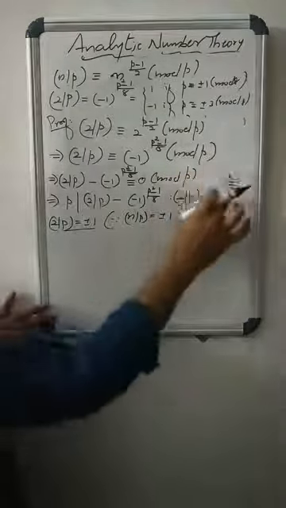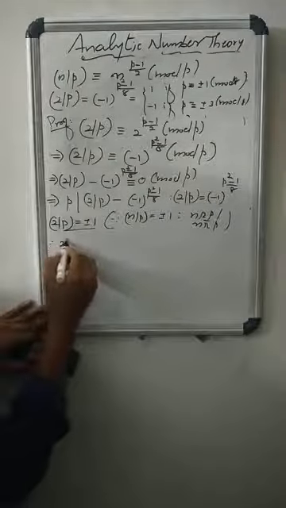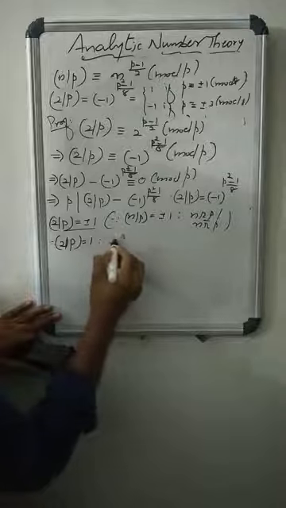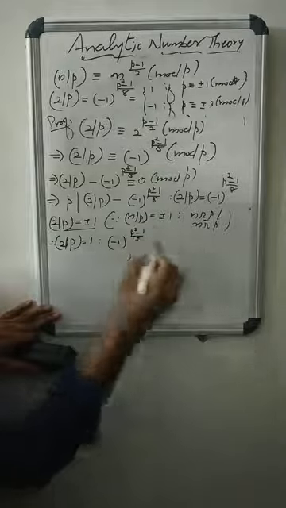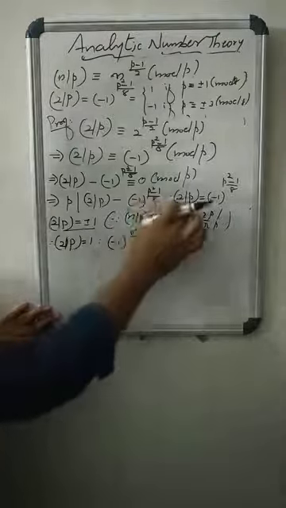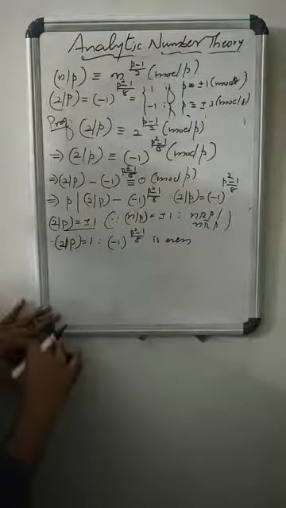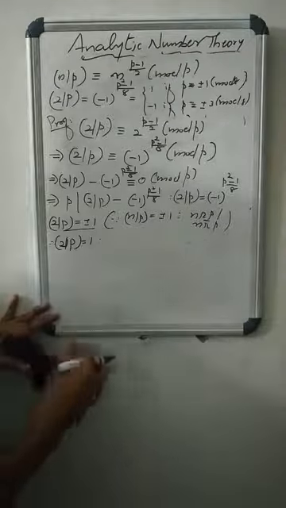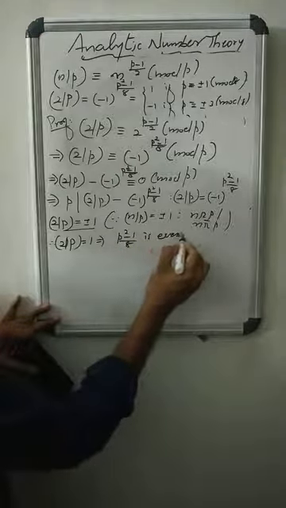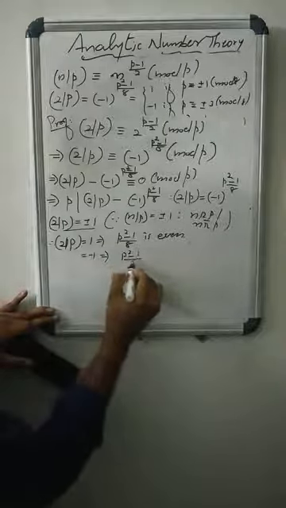But (2/p) is (-1) to the power (p² - 1)/8. So (2/p) equals 1 when (-1) to the power (p² - 1)/8 is 1, that means (p² - 1)/8 is even. And (2/p) is -1 when (p² - 1)/8 is odd.